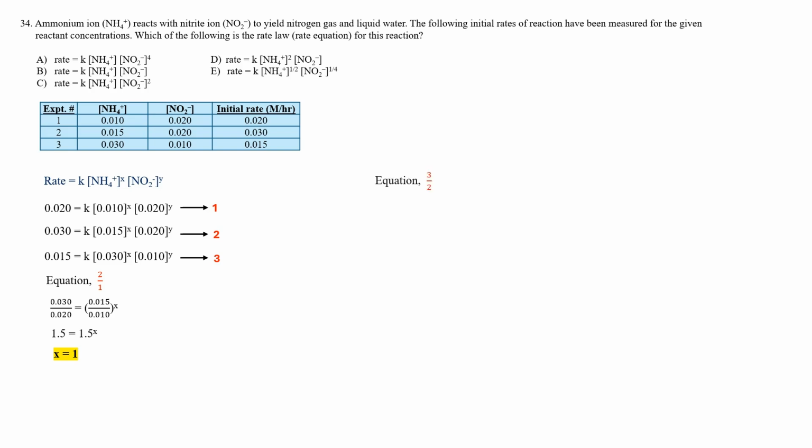Let's make equations 3 and 2 now. If you divide equation 3 by 2, and the X value we already calculated is 1, then let's divide both equations. And then you can see 0.5 is equal to 2 times 0.5 to the power Y. The Y value, after we solve step by step, is equal to 2. The order in terms of NO2- concentration is 2. Then the rate law is: the rate is equal to the rate constant times ammonium concentration, order is 1, times NO2- concentration, order is 2.